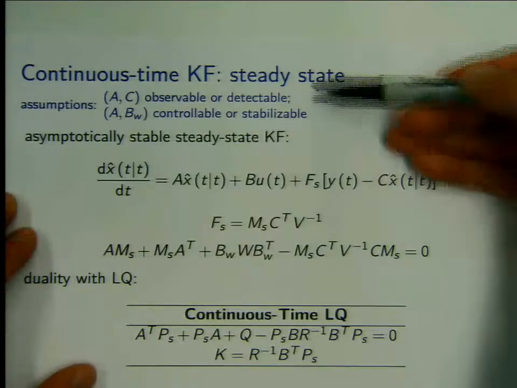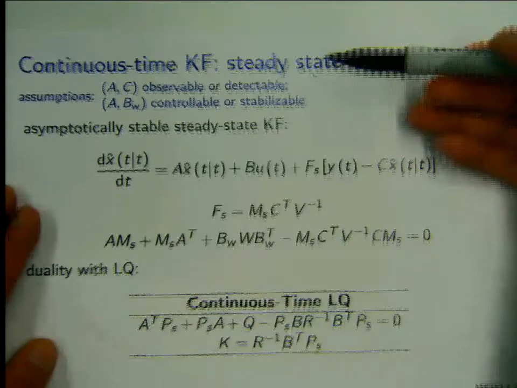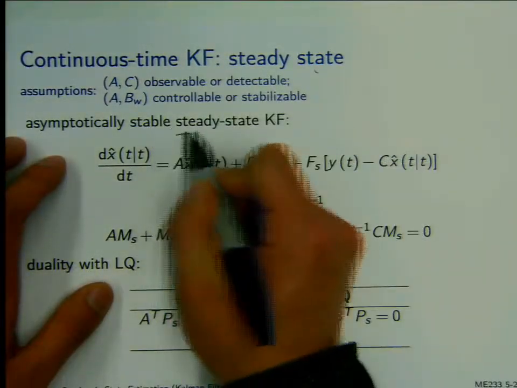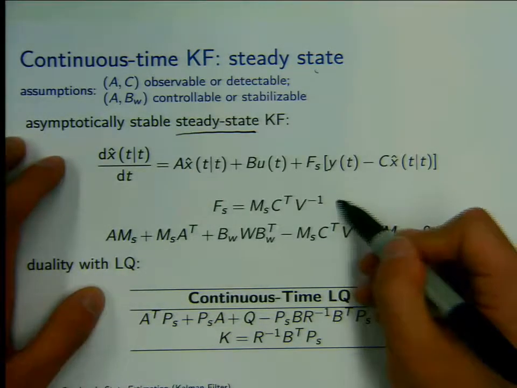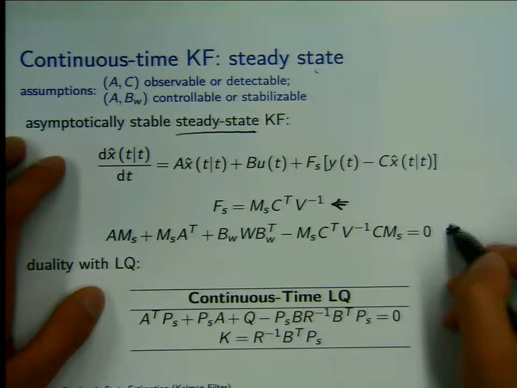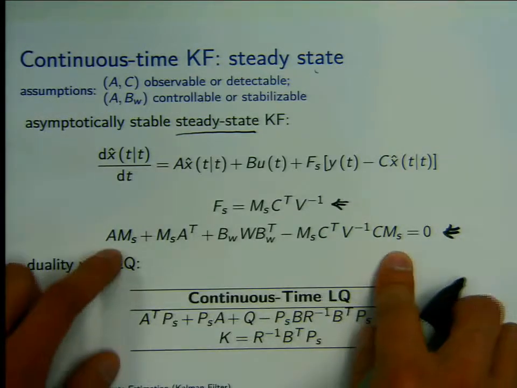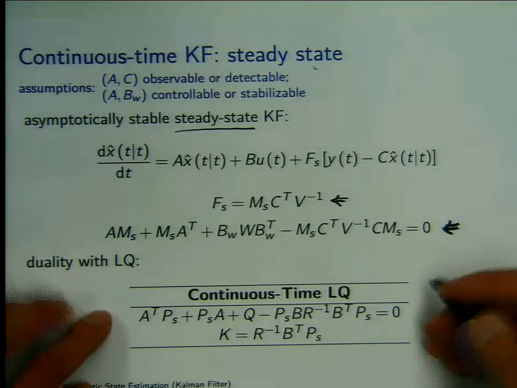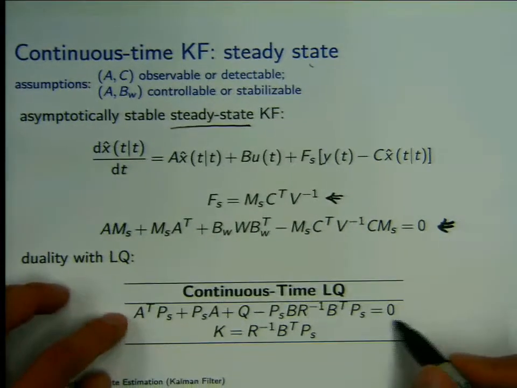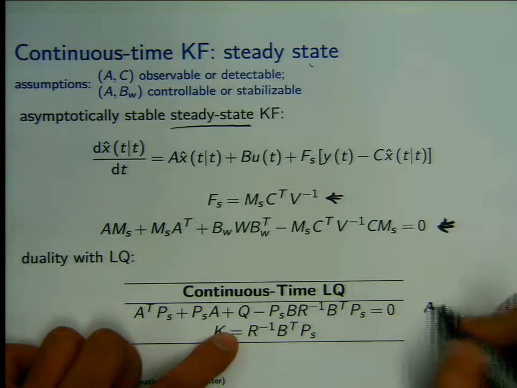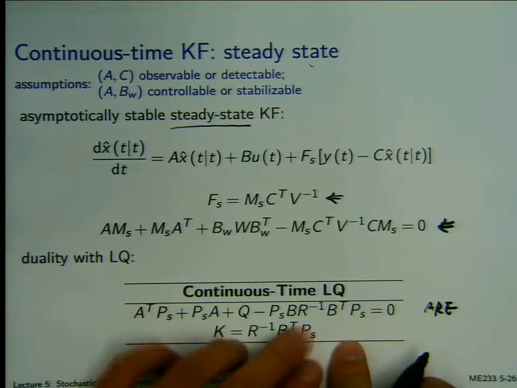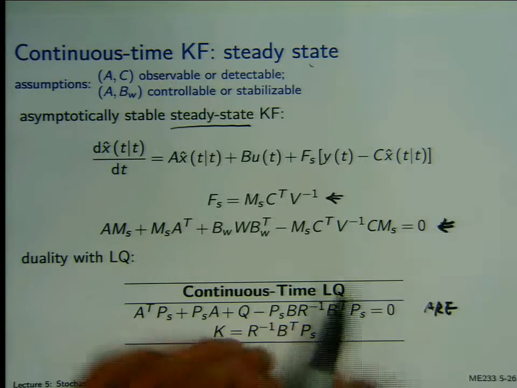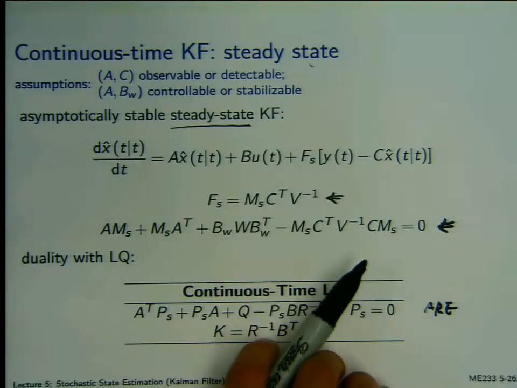And if we have the observability and controllability assumptions, the Kalman filter is going to have a steady state, where the gain matrix is constant and the covariance matrix also converges to a constant value. Again, we have the duality with LQ problems, where we have the algebraic Riccati equation here. And this looks very similar to the algebraic Riccati equation of the Kalman filter.